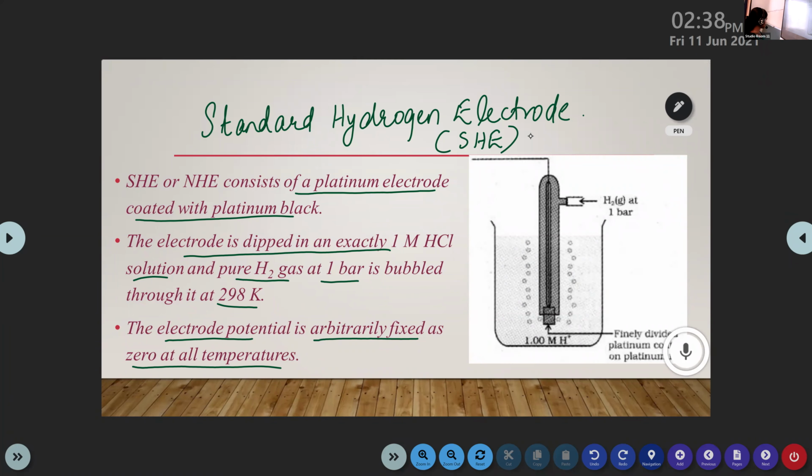Mehak, can you read the features of standard hydrogen electrode? Yes, ma'am. SHE or NHE consists of a platinum electrode coated with platinum black. The electrode is dipped in an exactly 1 M HCl solution and pure H2 gas at 1 bar is bubbled through it at 298 Kelvin. The electrode potential is arbitrarily fixed at 0 at all temperatures.